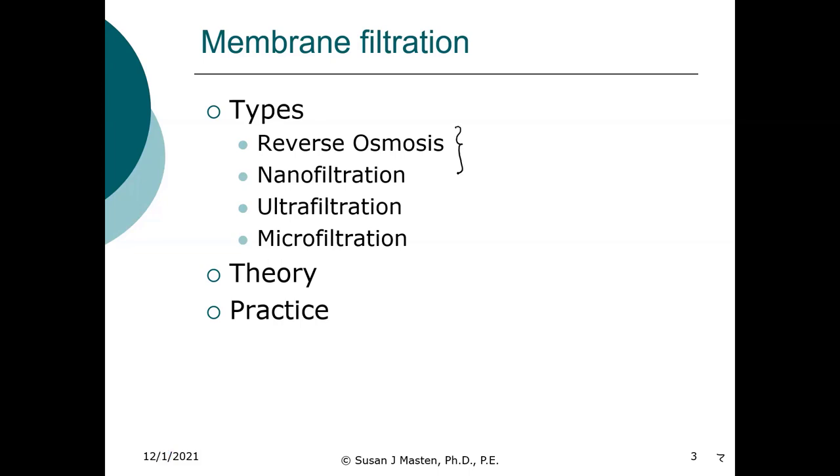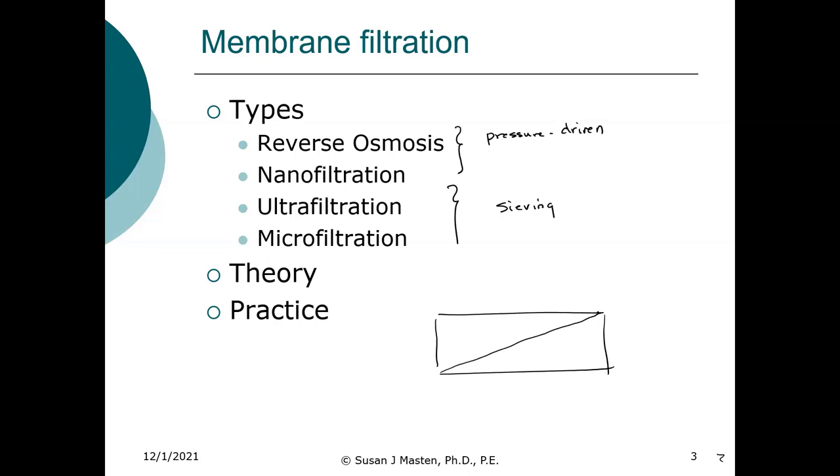And we typically divide these into two categories: pressure-driven systems and sieving. Now, all of these systems require pressure. The difference is that with reverse osmosis and nanofiltration, we're typically looking at the osmotic pressure difference between the permeate and the feed. So let's stop there with some definitions. Okay. So we have a membrane filtration system. We're looking at passing water across some membrane.